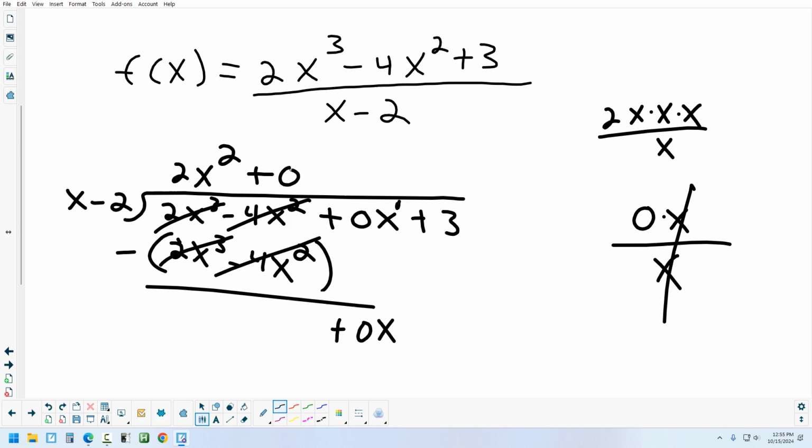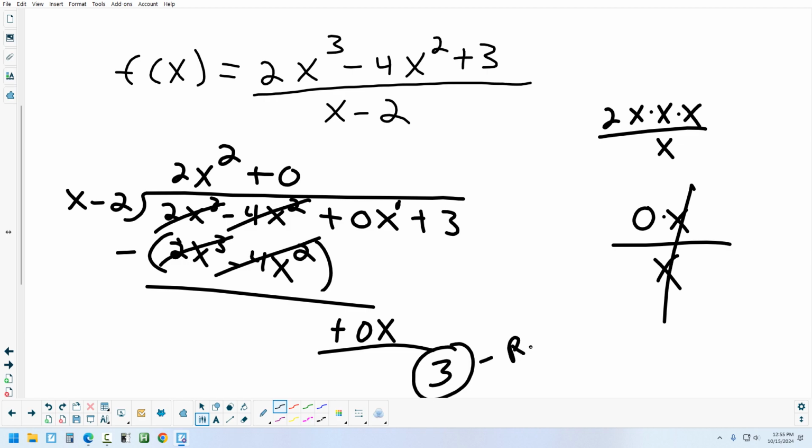What about the 3? That's what I was wondering. Now we can bring down the 3. So we get 0. And when we bring down the 3, we can't do anything with that because x can't go into it. That'd be the remainder. So that's my remainder.